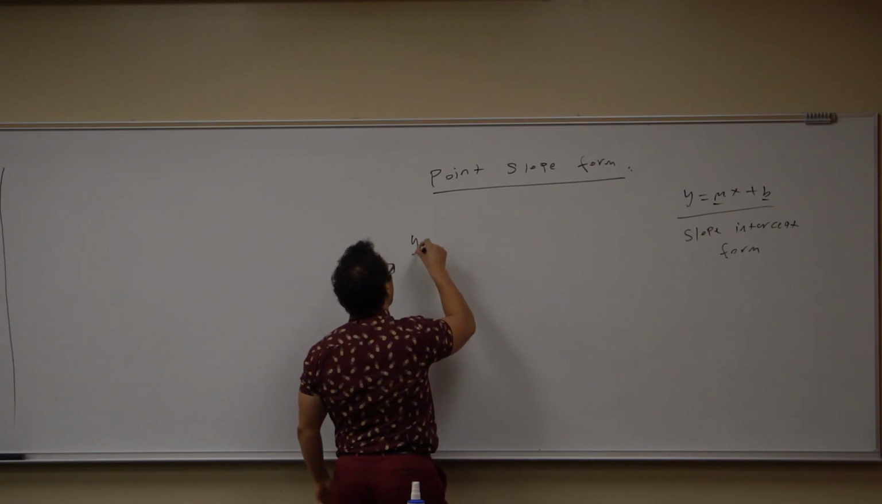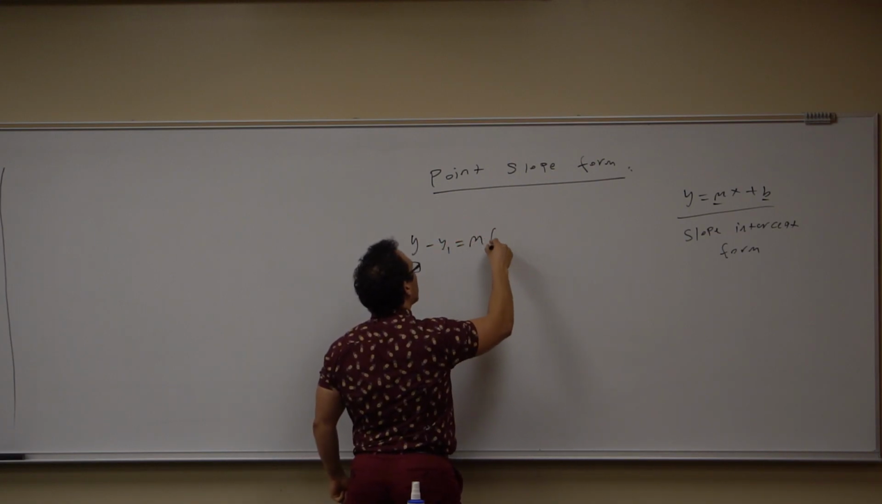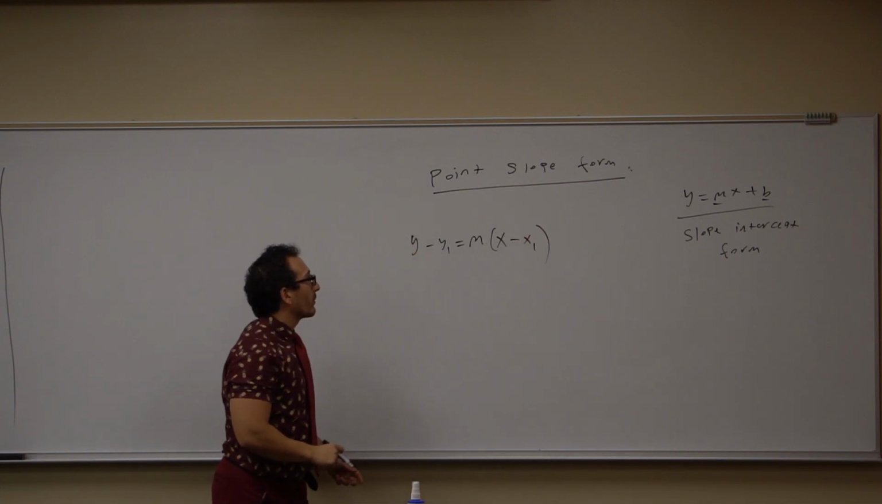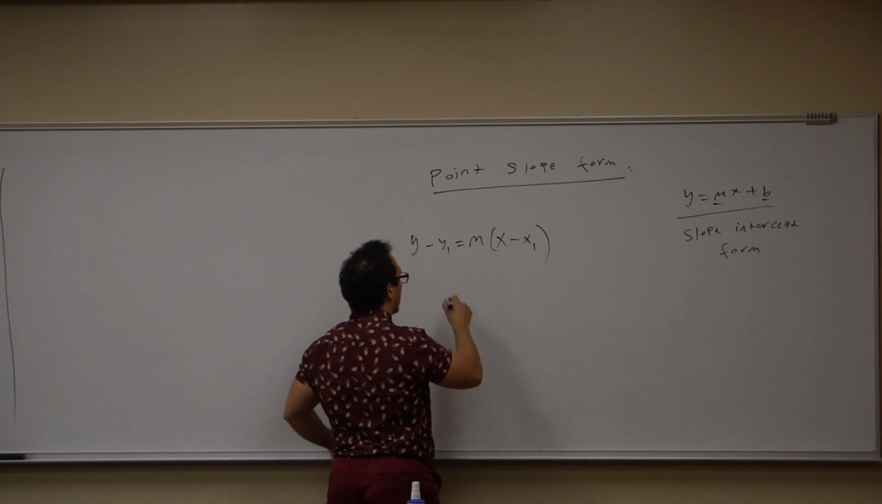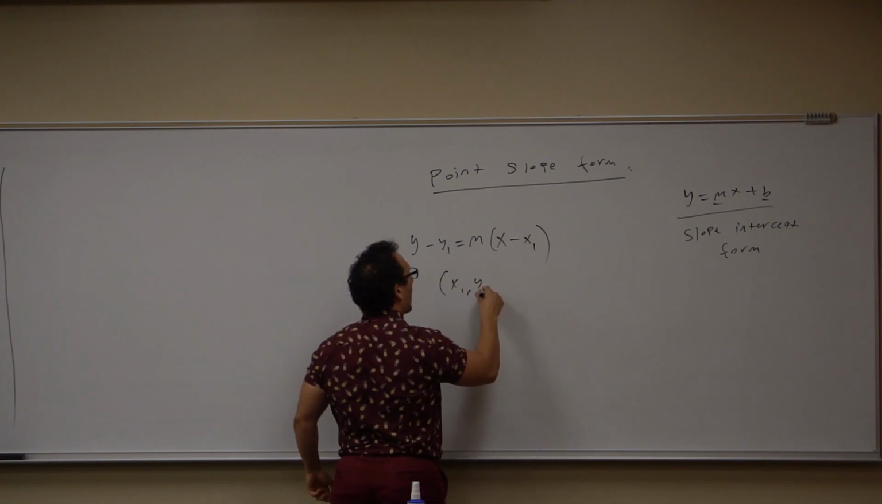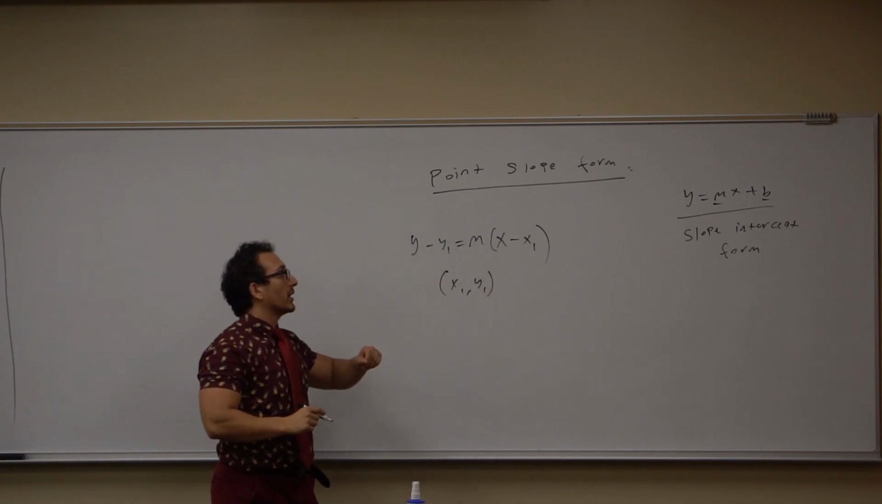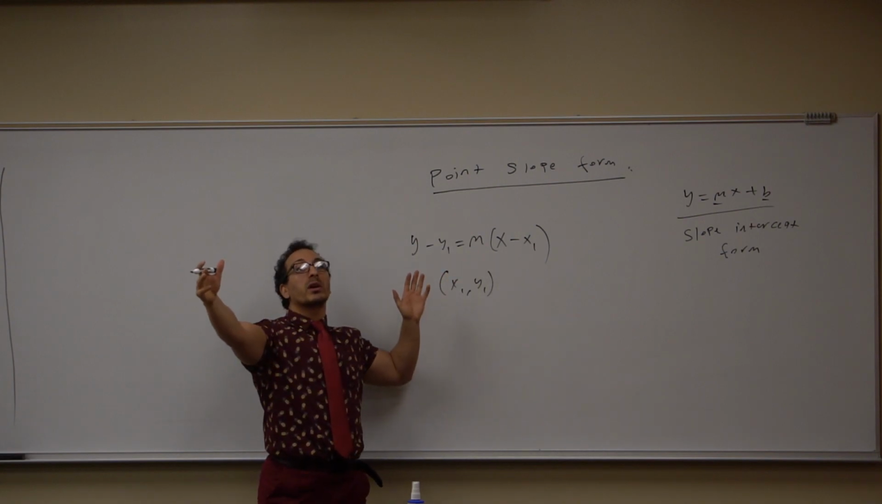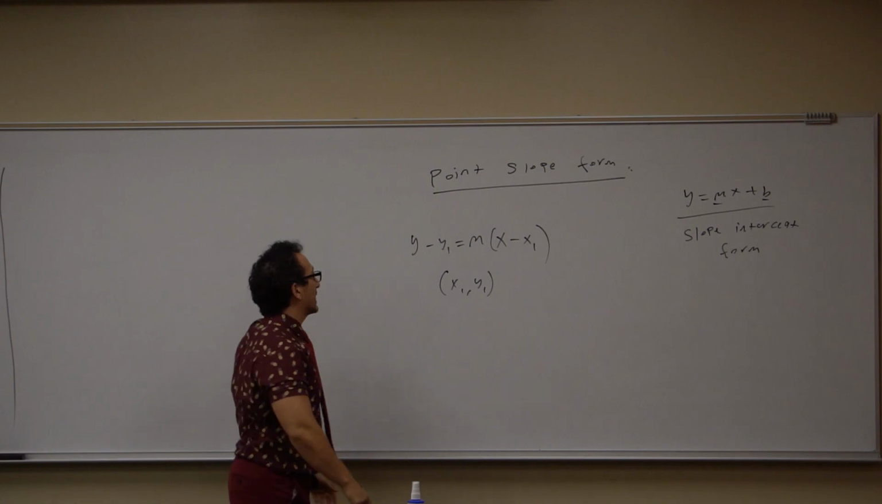Point-slope form is y minus y1 is equal to m times the quantity x minus x1. Given a point, which is our x1 comma y1, on a line, and given the slope of the line, we can come up with the whole equation for the line. Let me give you an example.